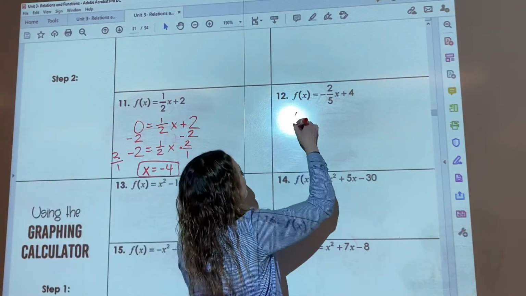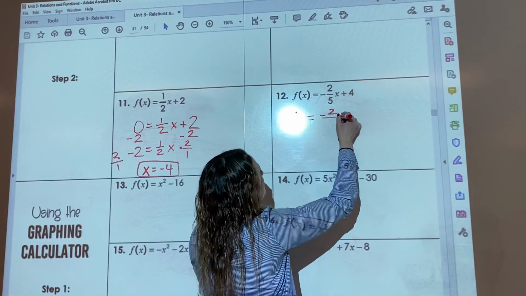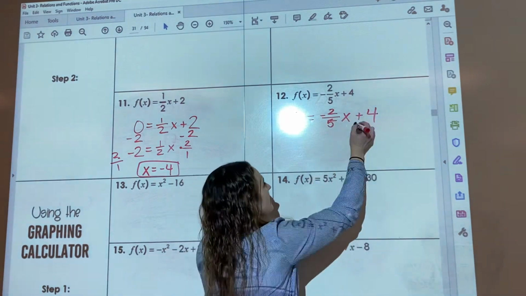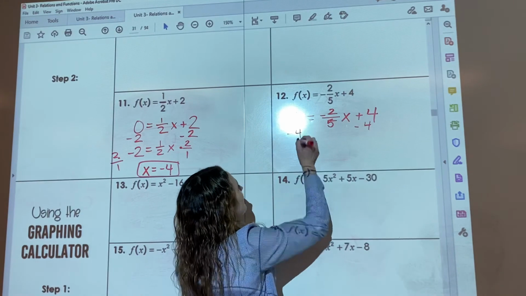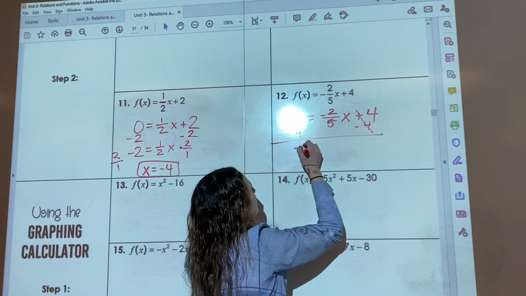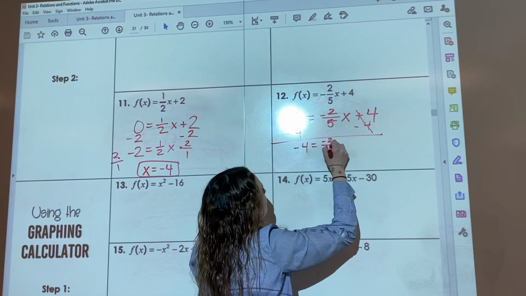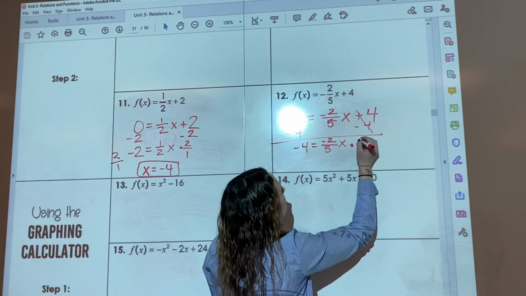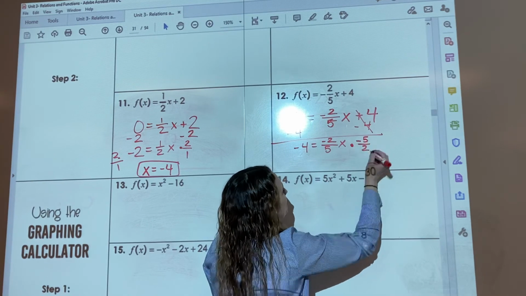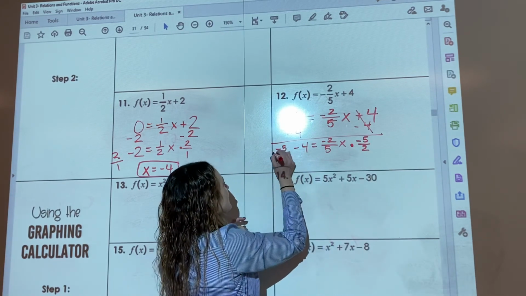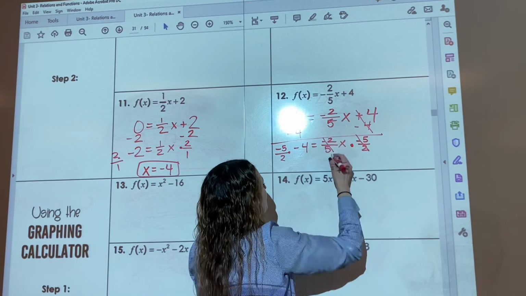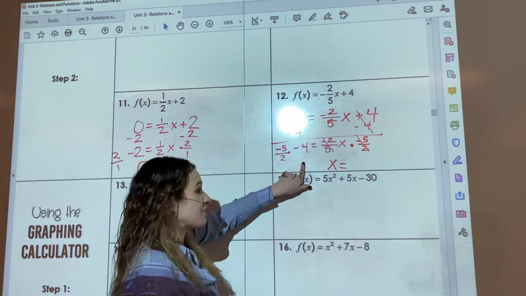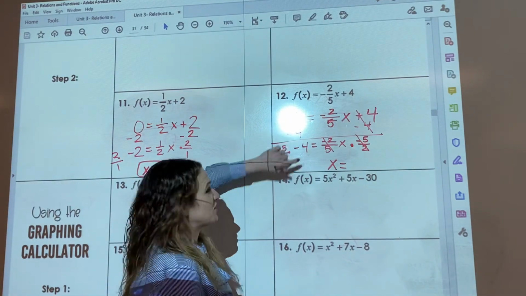Last one here, 0 equals -2/5 x + 4. Gotta get rid of that constant, that 4. -4 equals -2/5 x. I'm going to multiply by the reciprocal, which is -5/2. Keep your sign. This cancels out with this. I'm going to be left with x on that side. A negative times a negative is a positive. 5 times 4 is 20. 20 divided by 2 is 10.